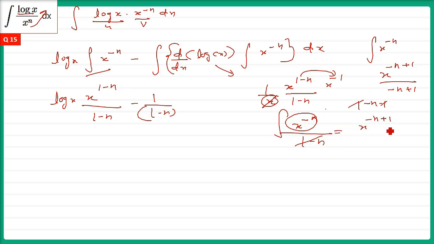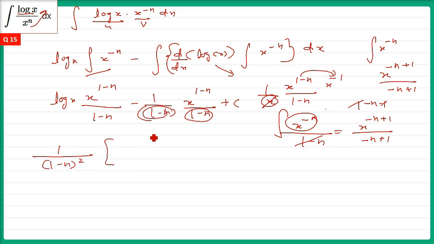So x raised to minus n plus 1 divided by negative n plus 1 will come. This will be x raised to 1 minus n, since minus n plus 1 can be written as 1 minus n, and 1 minus n in the denominator. Now you can simplify it, or write it in a way so that it seems simplified. 1 minus n square I am taking from the denominator. Since 1 minus n has been taken, 1 minus n will come in the numerator.